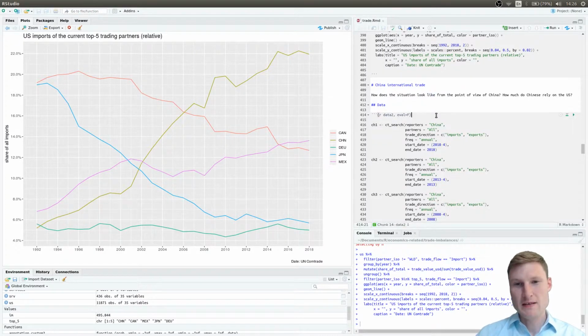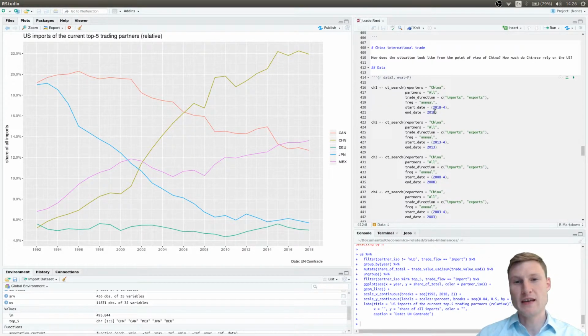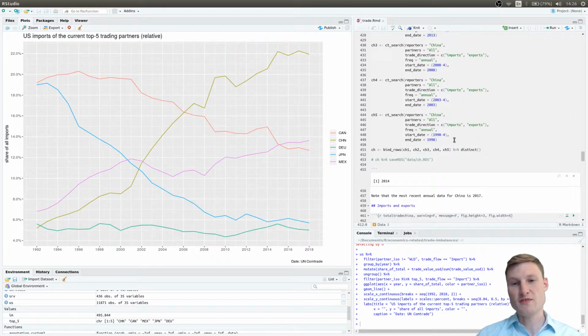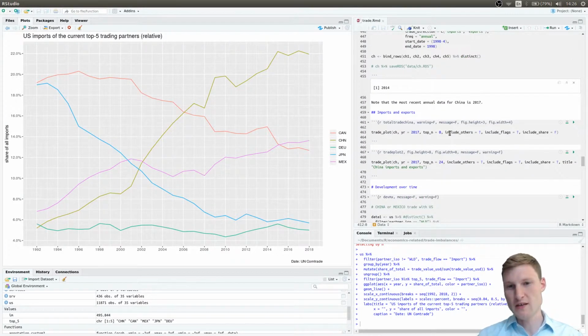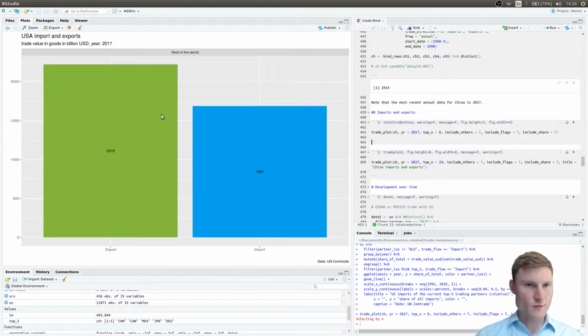But now let's reverse the point of view and look at the data from China, because China is also reporting to UN Comtrade. Unfortunately, we don't have data from 2018 yet. We only have 2017. And we also see that China, of course, has a surplus in balance of trade in goods, contrary to the US, exporting 2.2 trillion in US dollars, while importing 1.6, almost 1.7 trillion.